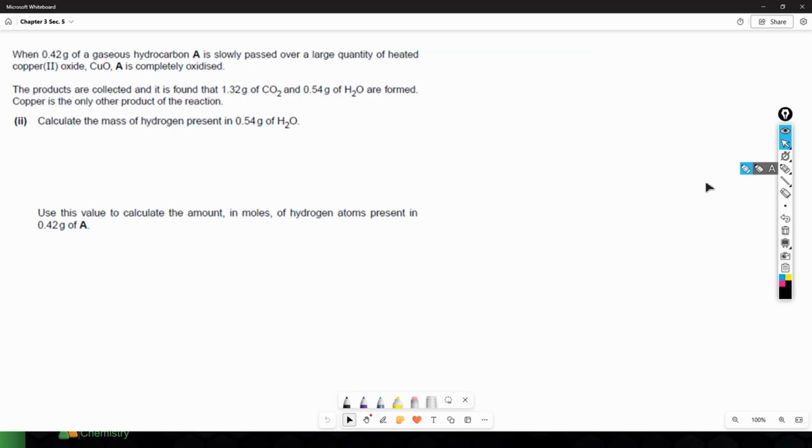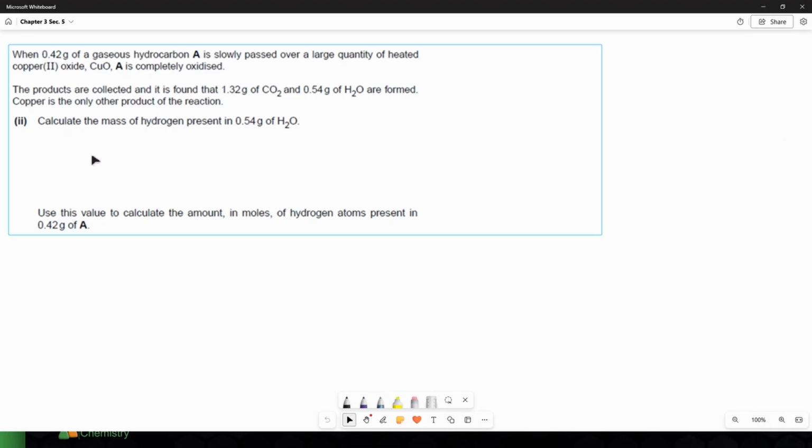So this question has two parts here. We have the calculation of the mass of hydrogen atoms present in 0.54 grams of H2O. Hydrogen atoms, not ions. And then we have the second part, which is to transform that into particles. So this part right here is actually from section 4, but then this continuation is from section 5. So let's look at that.